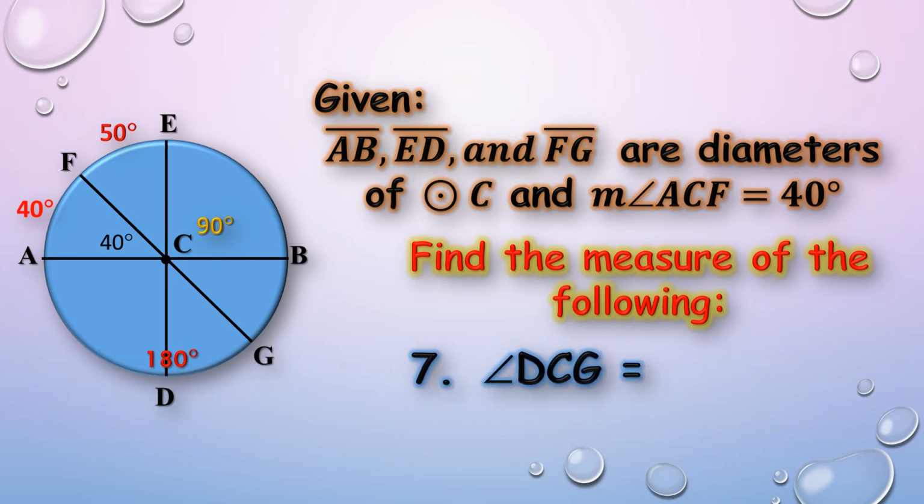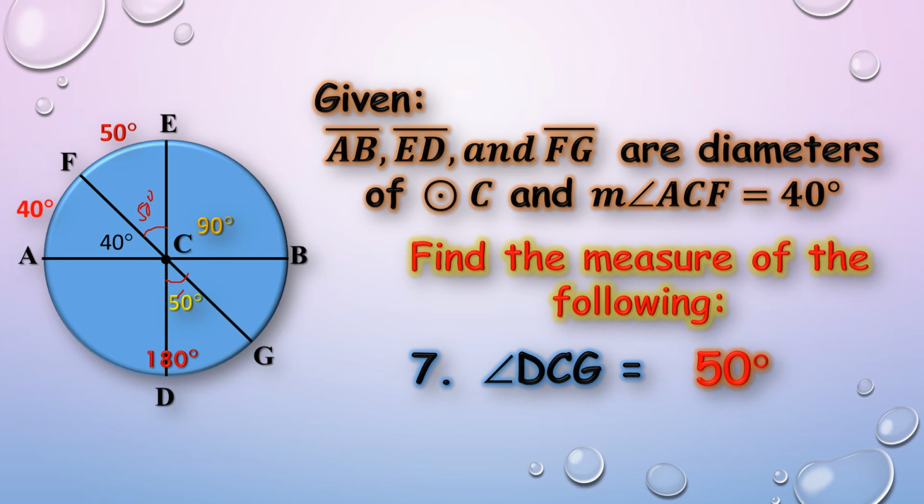Number 7 is angle DCG. Okay, angle DCG. CG. Okay, so it is a vertical angle. These two opposite angles, FCE and DCG. Since they are vertical angles, the measure of their angles is the same. So 50 degrees for FCE, so DCG is 50 degrees also. Okay? So that is 50 degrees.